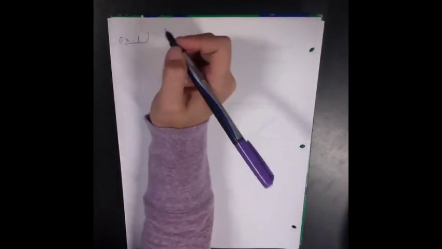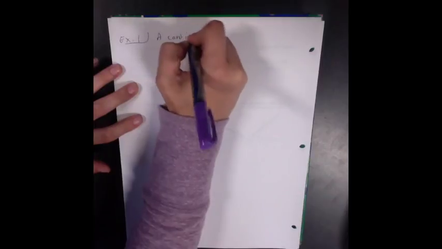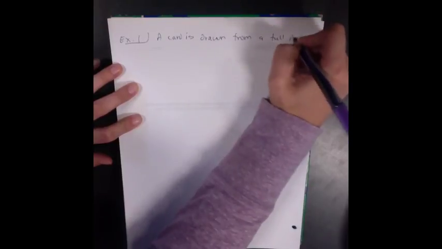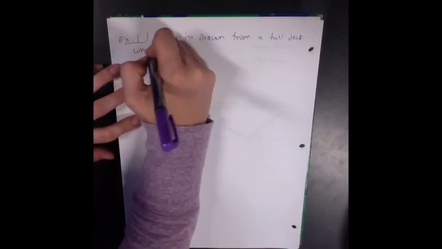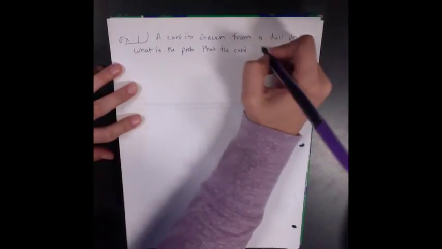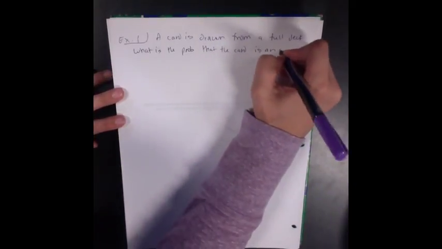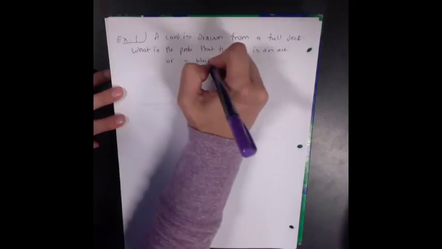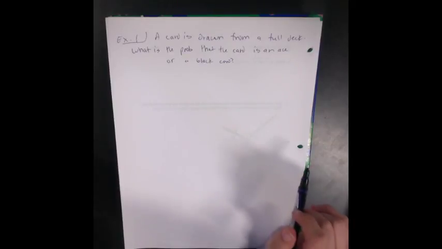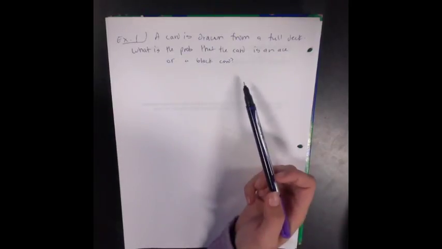Example 1: a card is drawn from a full deck. What is the probability that the card is an ace or a black card? Now, we first ask ourselves, are these events mutually exclusive? And no, they are not mutually exclusive, because you can have a black ace.